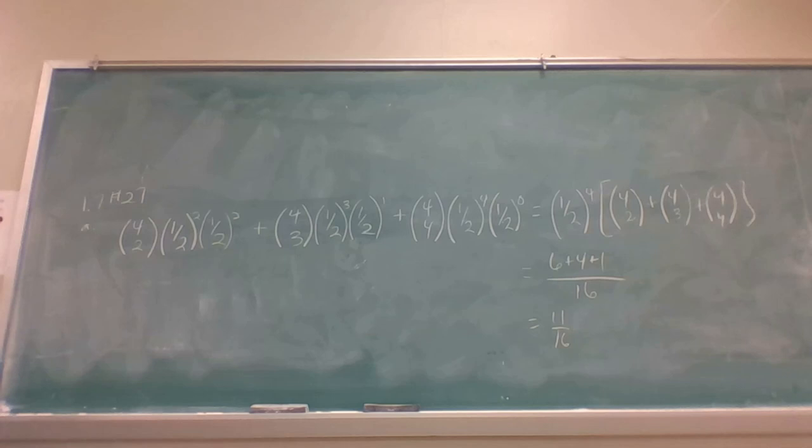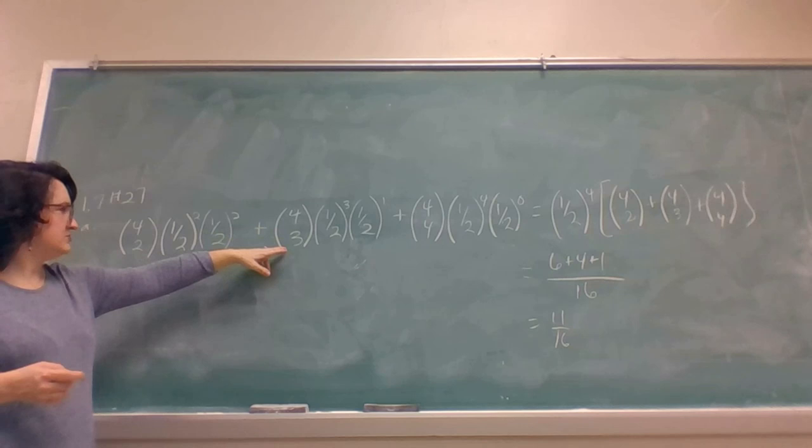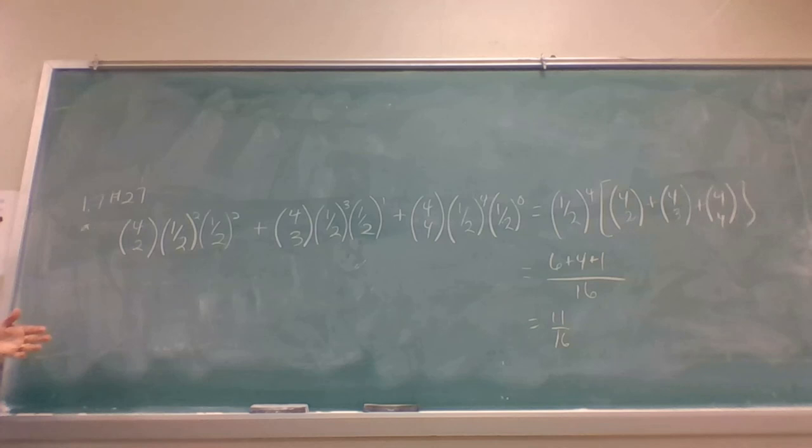So then you would have three choose one, and then one half to the first times one half squared, and then three choose two times one half squared. Does that make sense? Because you know you got one right. So what's the probability then that you get out of the other three, you get at least one right, which would take you up to a half?